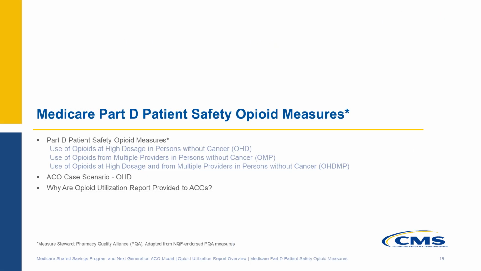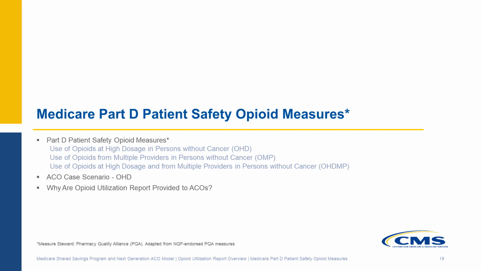Now we will move on to the next section of the presentation on the 3 Medicare Part D patient safety opioid measures. These measures are adapted from the Pharmacy Quality Alliance, or PQA, measures that have been endorsed by the National Quality Forum, or NQF. The 3 measures are the use of opioids at high dosage in persons without cancer, or OHD, the use of opioids from multiple providers in persons without cancer, or OMP, and the use of opioids at high dosage and from multiple providers in persons without cancer, or OHDMP.